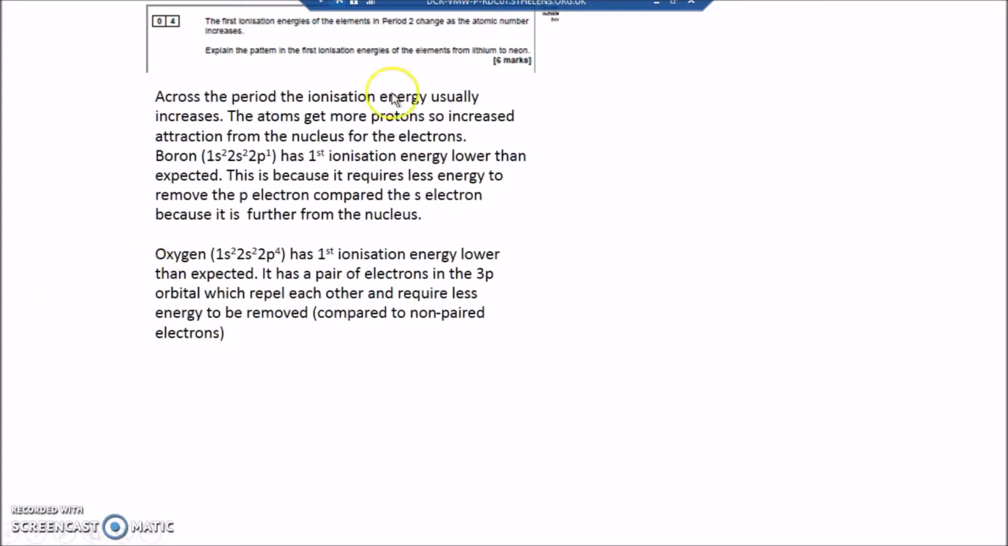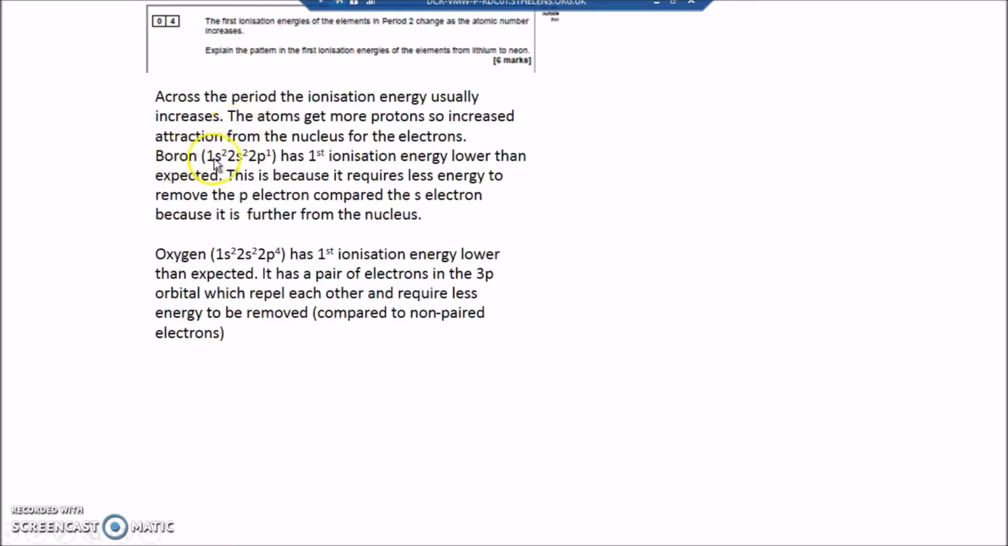So the first thing you've got to say for 6 marks, for the first mark, is that across the period the ionisation energy increases on the whole, generally. That's because the atoms get more protons, so increased atomic number, increase in proton number, more protons, so increased nuclear attraction for the electrons that are there. There's no difference in shielding, they've got the same number of electron shells. And then you've got to explain the anomalies.